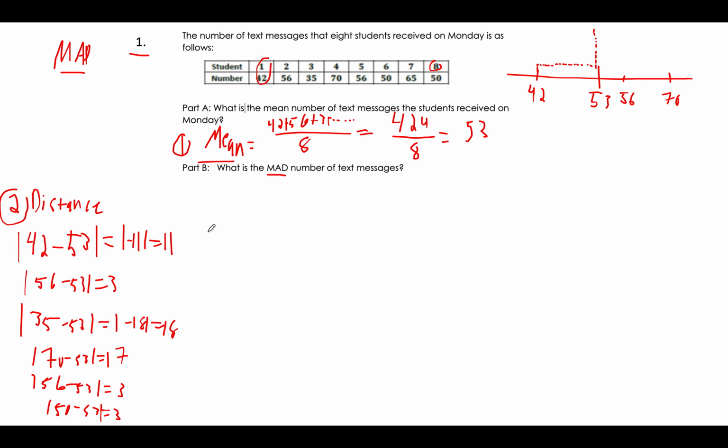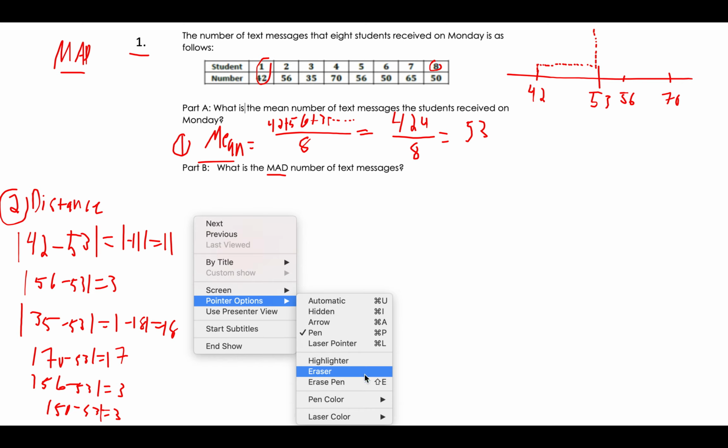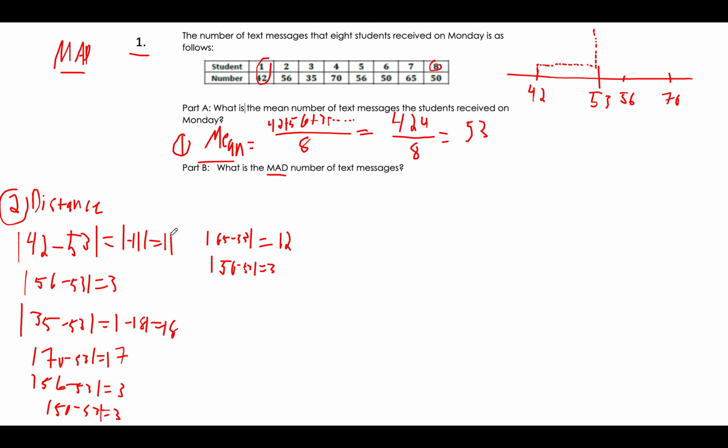Do these over here. We're going to have 65 minus 53. That's going to give us 12. And then we're going to have 50 minus 53 again. That's going to give us 3. It's going to give us 3 one more time. Awesome. So each one of these is going to be an individual distance. I'm going to put this in blue. It's an individual distance from the point to the mean there. So this one's going to be 11. At 56, it's going to be 3.